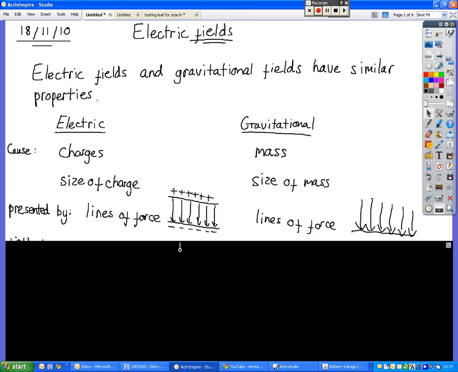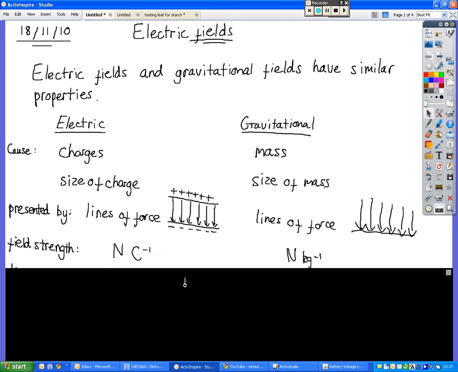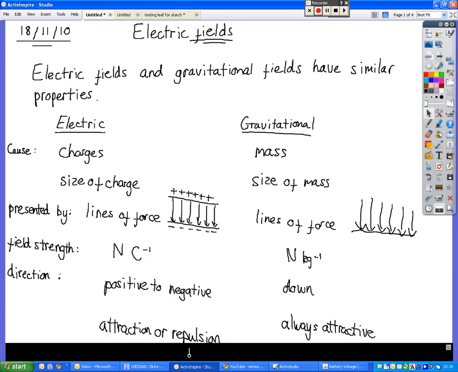They can both be represented by lines of force. Those lines of force for gravity are always going to be acting downwards towards the surface of the Earth. Lines of force for an electric field will act from positive through to negative. Lines of force are really just there to show what the electric field or the gravitational field looks like, because that's something that we can't see. It's an abstract concept, but these just help us to figure out what direction that electric field or gravitational field is going in.